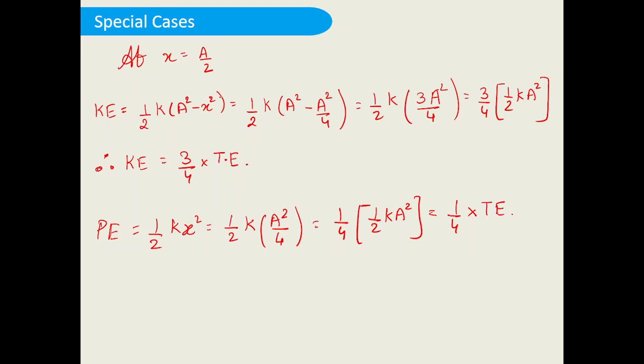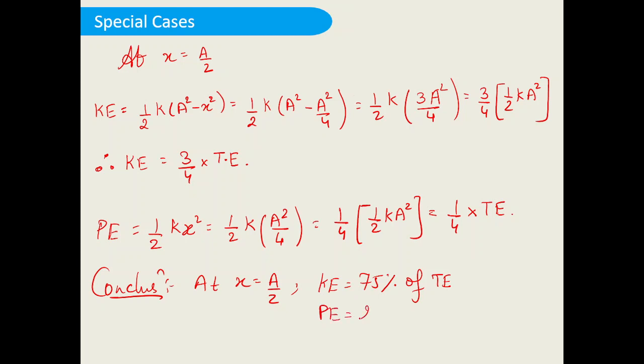So at x is equal to a by 2, I can write the conclusion. At x is equal to a by 2, kinetic energy is equal to 75 percent of total energy. And what about potential energy? Potential energy is equal to 25 percent of total energy. That means at x is equal to a by 2, kinetic energy is greater compared to the potential energy. Okay, so these are the various cases.